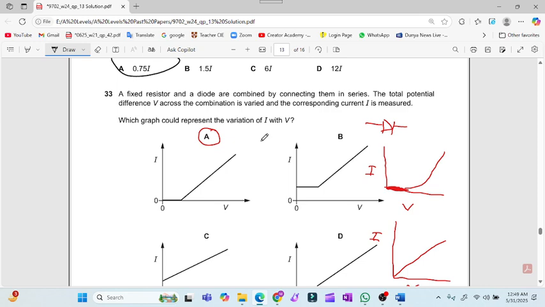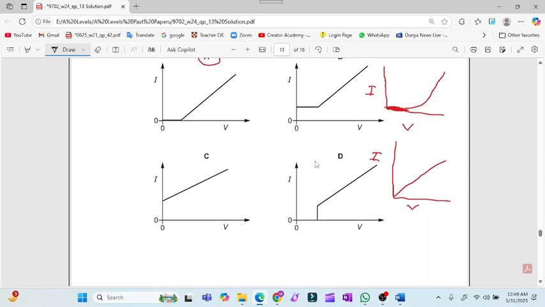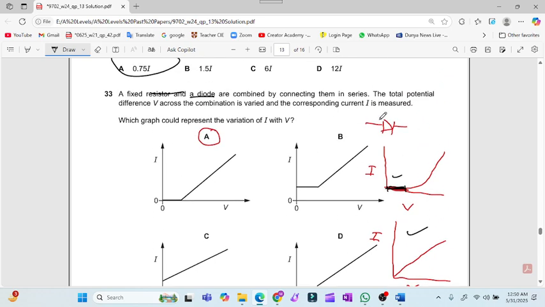Now the next question is related to what will be the graph for the combination of the diode and the fixed resistor. For the fixed resistor, the graph is a straight line, and for the diode, because of the voltage barrier, it will not start from the origin. Just after passing the potential barrier, the current will start increasing. So by combining these two, we will get answer A.